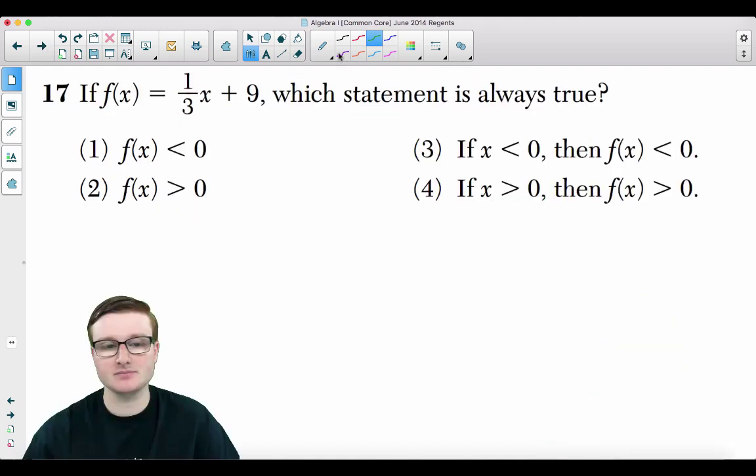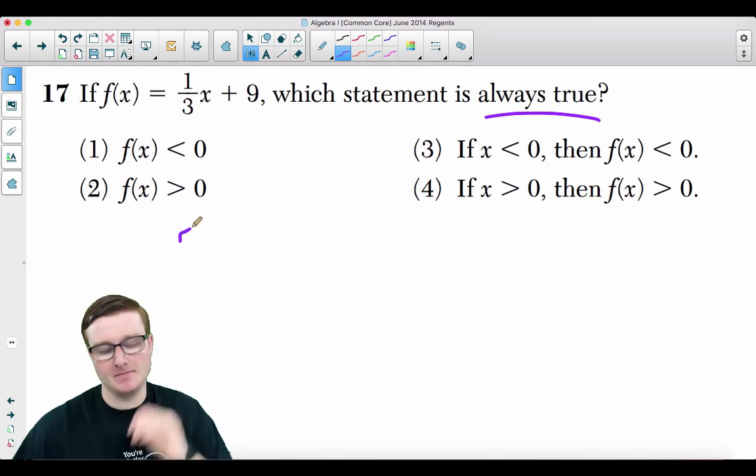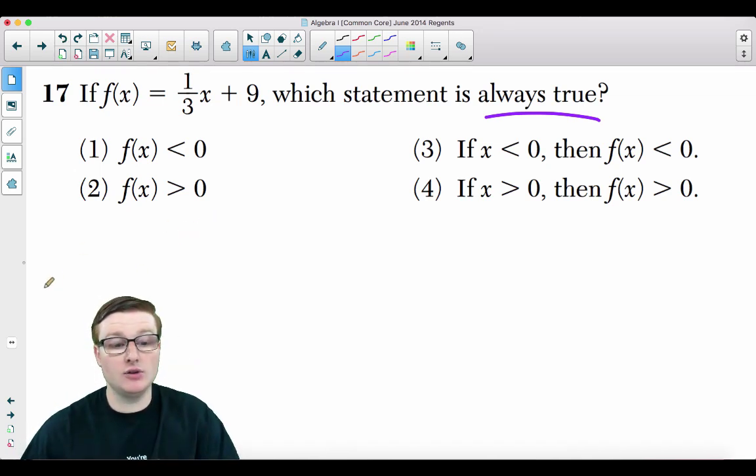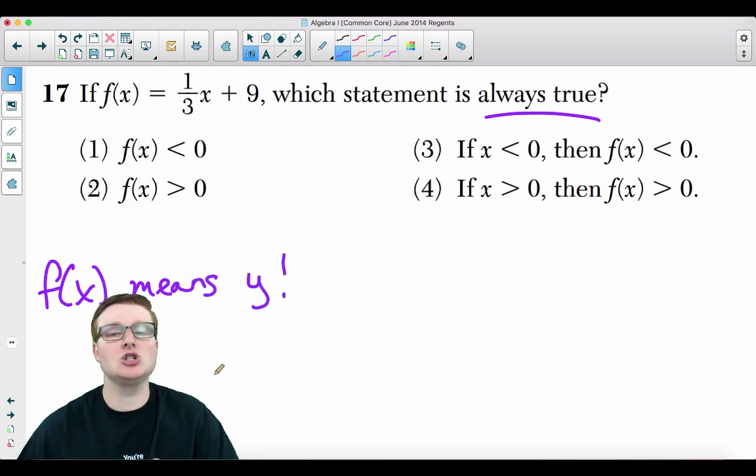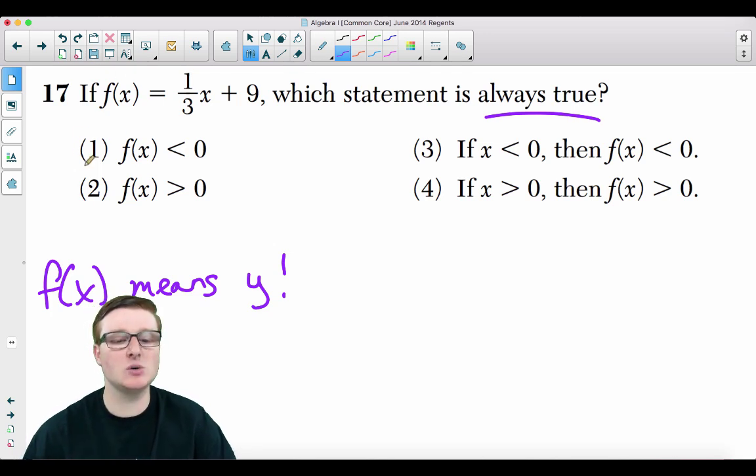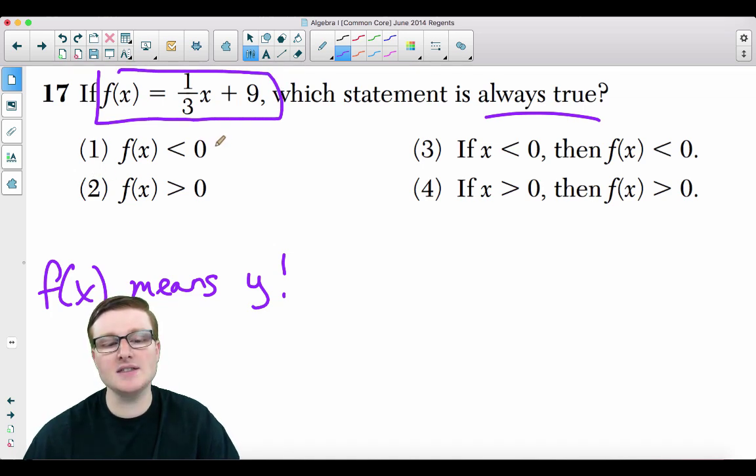Moving on, 17. This is a good question. If f of x is equal to 1/3 x plus 9, which statement is always true? What in the world do these symbols mean? Well, let me tell you. You should have learned that f of x means y. Choices 1 and 2 are saying that the y value is less than 0 and the y value is greater than 0. If you were to graph this, choice 1 is saying that the y values are always negative, and choice 2 is saying that the y values are always positive.